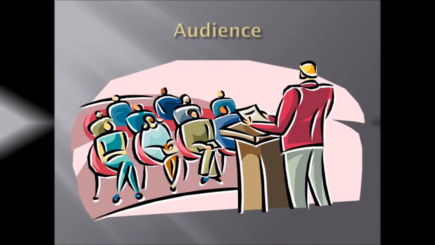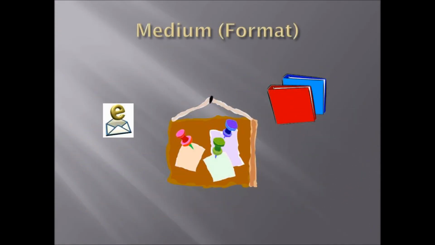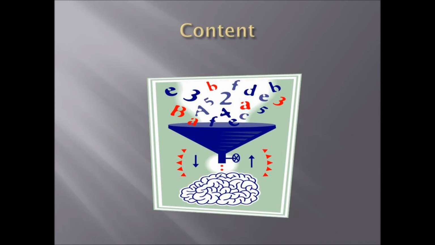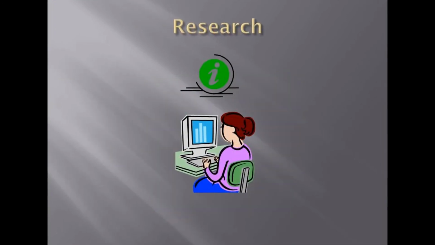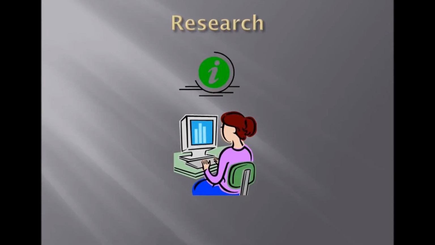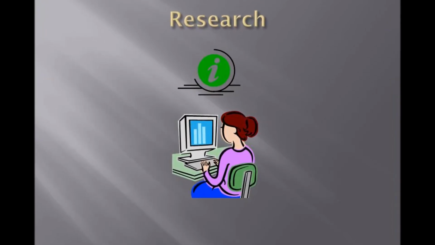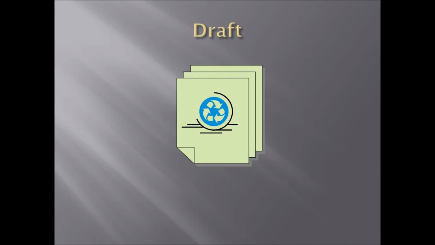To begin, I started by planning. Planning consisted of developing a purpose and a goal, followed by identifying the target audience, medium or format, and then the contents that will be included. Then, I researched the issue and gathered all pertinent information together.